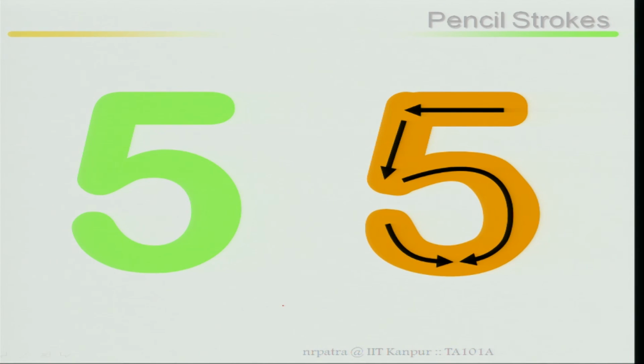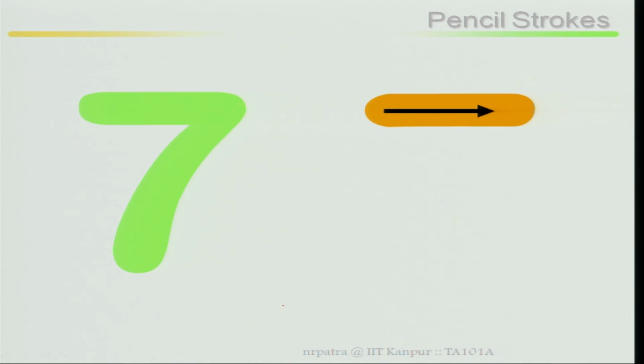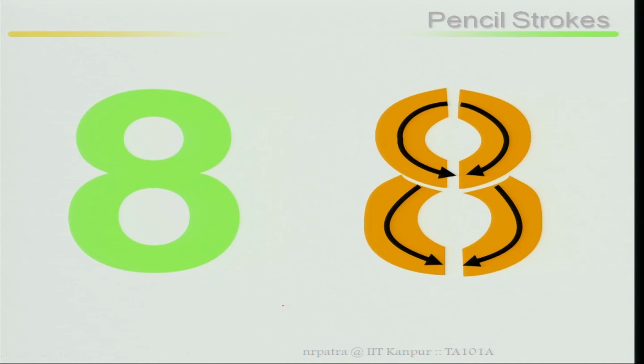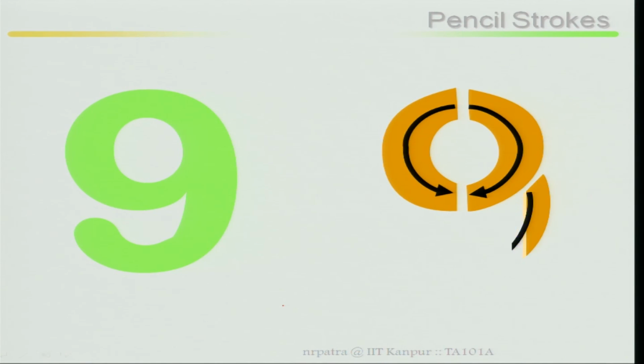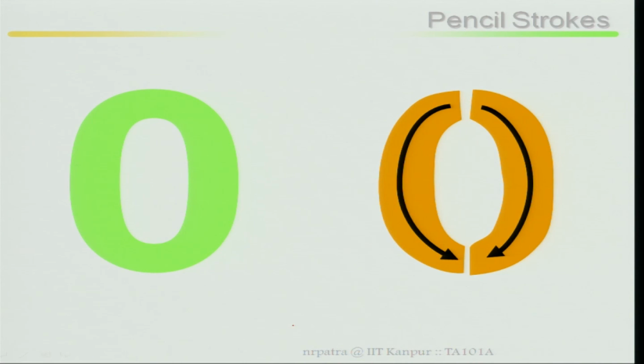Then 4, then 5, 6, 7, 8, and 9. Look at this 9: if I make it as a complete circle, I can make it like this, then I start here, and it covers by this. This completes the 9, then this is your 0.